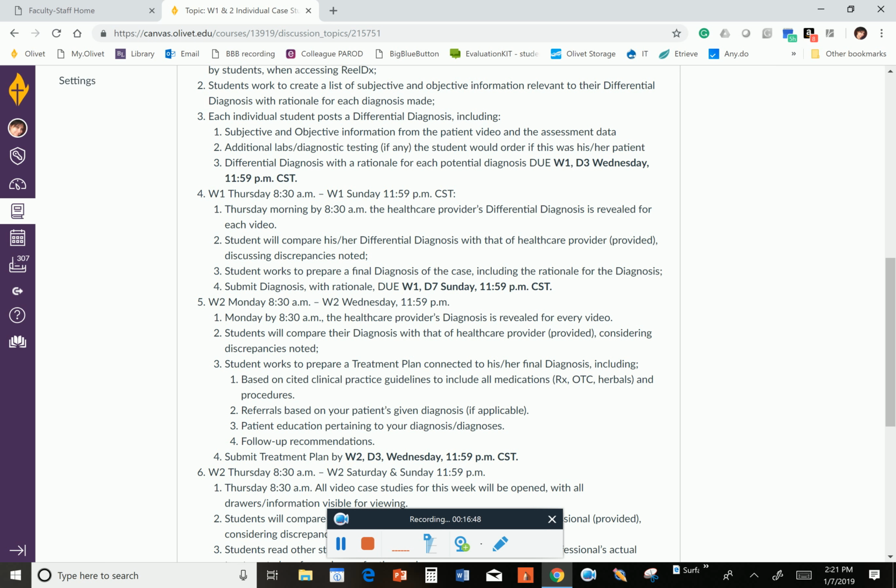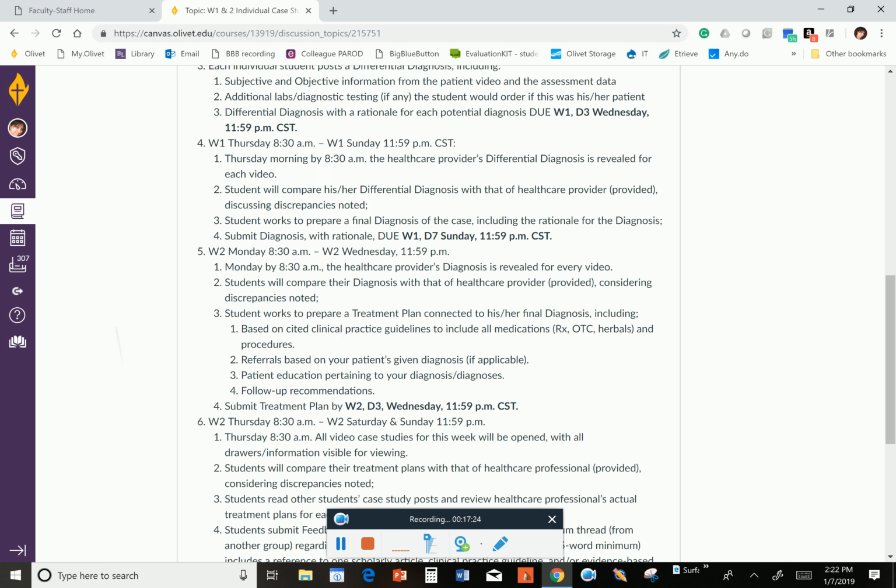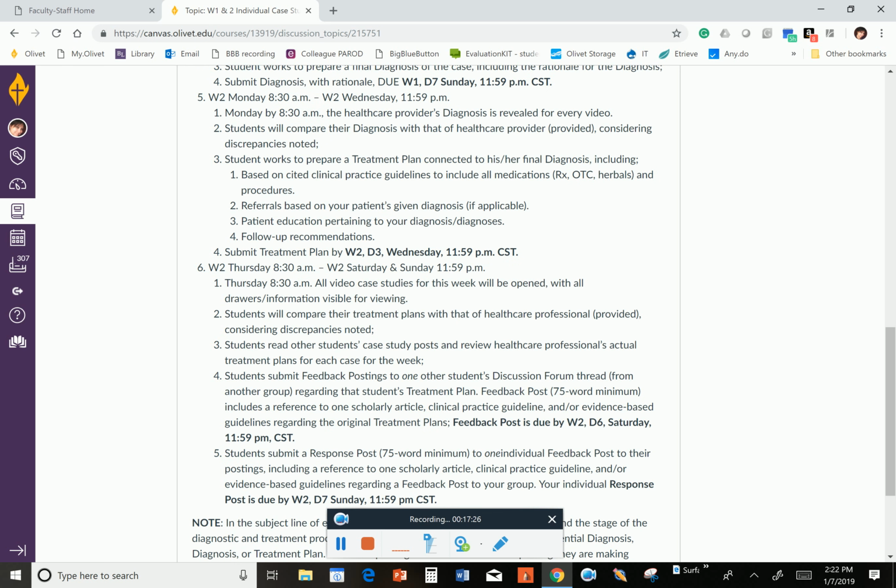Another big piece is patient education. So patient education, what patient education are you going to provide your patient related to the diagnosis and treatment? If you are prescribing any medication, you need to write it out as a prescription. So that needs to be written out. That RX needs to be written out like you are a healthcare provider, and write it out. And then any follow-up recommendations. When should the patient be seen again? Do they need to go to a specialist? Anything like that. So that treatment plan needs to be submitted by week 2, day 3.